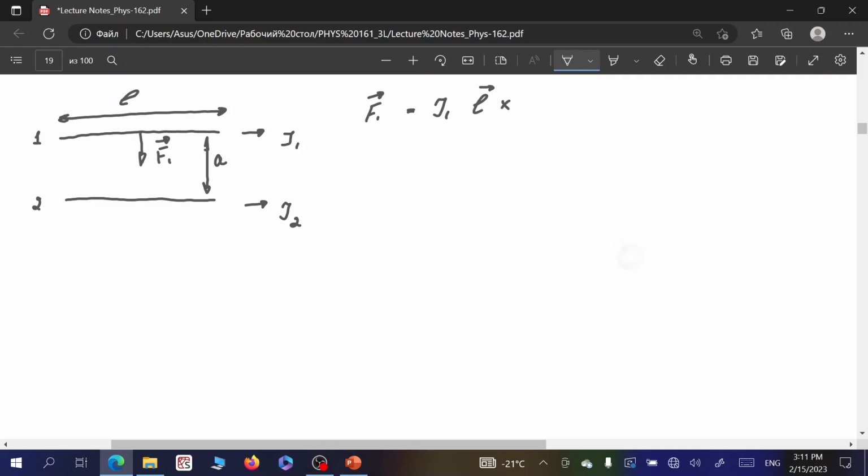Multiply cross product B2 vector. B2 vector stands for the magnetic field vector created in the position of the first conductor by conductor number 2. And in this case, we have current flowing to the right, and we will have perpendicular orientation of the magnetic field vector B2 created by the second conductor.